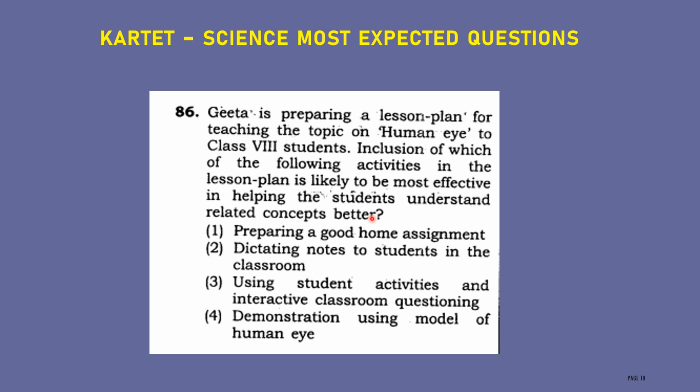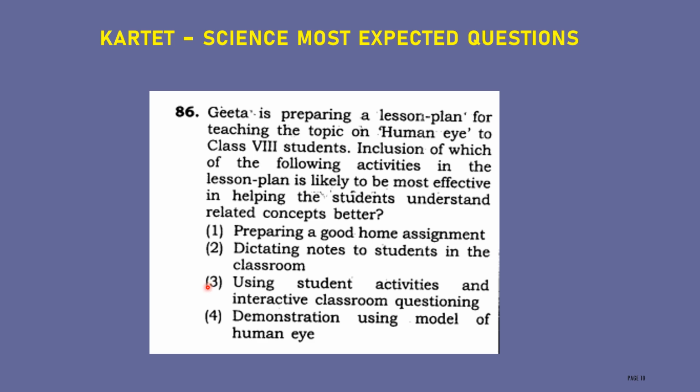Then which is the proper one, they are asking the question. First option, preparing a good home assignment. This is not the proper one, this is not the correct one, because home assignment normally we will give question answers, then they will search from the textbook, then they will write the answer from the textbook. This is not the good one. Then dictating notes to the students in the classroom, dictating the notes is also not an sufficient method. Then third one, using student activities and interactive classroom questioning.